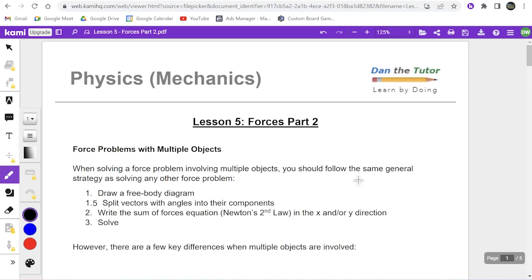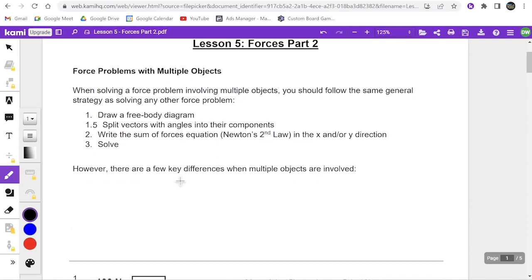Today we're continuing our conversation on forces. This is Forces Part 2, and basically what we're going to add is two things we have not really talked about yet. Number one is multiple objects, like two or more objects in one problem. And the second is friction, which is one of the biggest topics in all of physics, especially with forces. So with that, let's get started with a quick review of what we did last time.